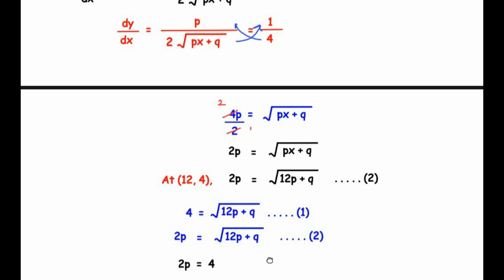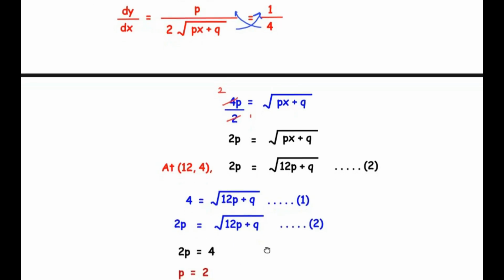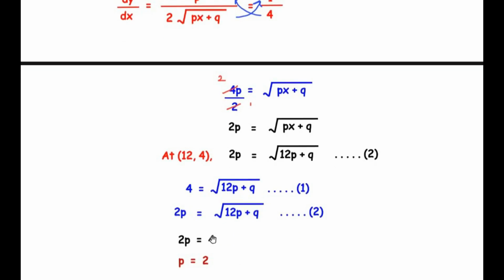Now 2 goes to the other side and divides 4, giving us the value of p as 2. That is 4 divided by 2 gives us 2. So now we have got the value of p. But we need to find out the value of q as well. So you can take either equation 1 or equation 2 and plug in the value of p to get the value of q. I am going to consider equation 1.